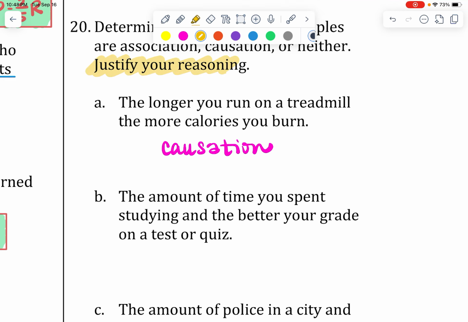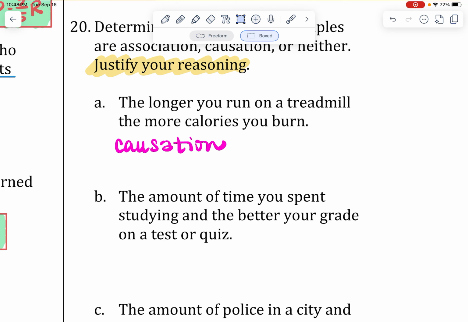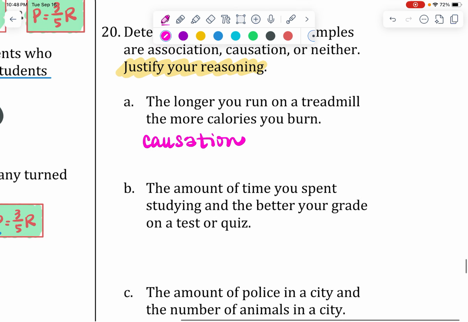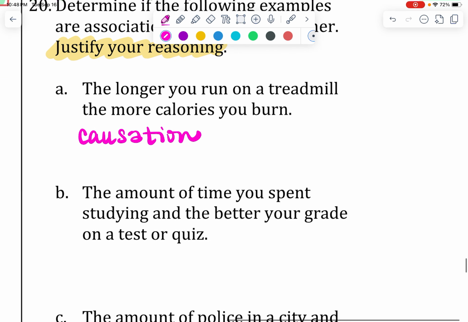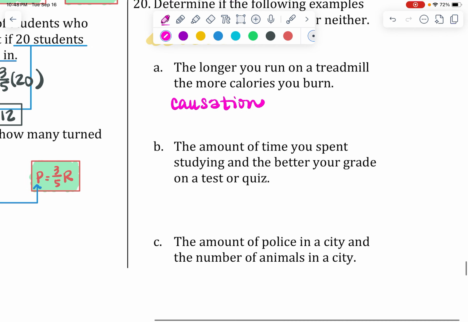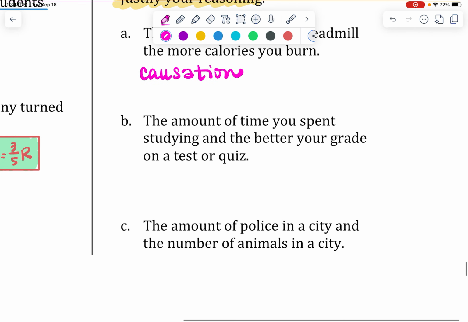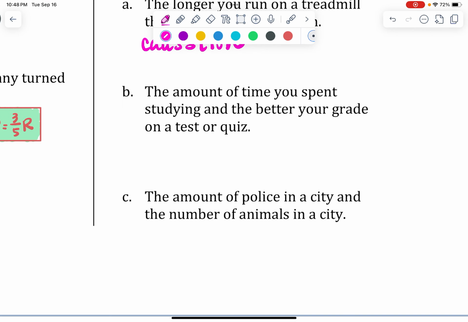Right. And so, for example, my justification for causation, you might write something like, as one increases, the other one does too, or something to that effect, like one directly causes the other, right? So something like that. The amount of time you spent studying, the better your quiz grade or test grade. We talked about this in class. That was one we already discussed. Right? That is definitely an association.